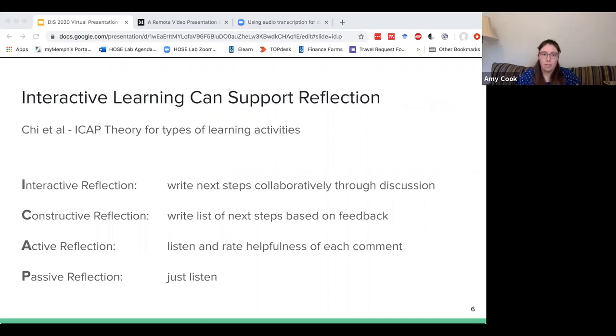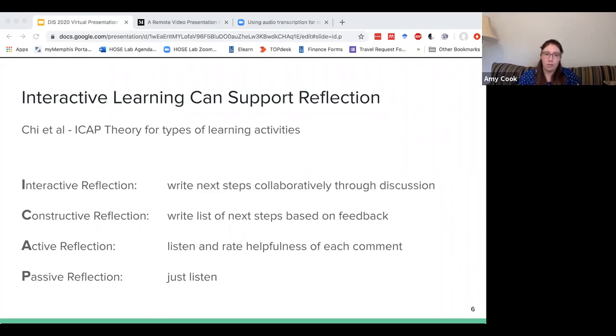So we decided to use the ICAP theory by Chi, which defines 4 types of learning activities to guide what kind of reflection support we would provide. According to the theory, there are 4 types of learning activities: interactive, constructive, active, and passive. And from best to worst, interactive is the most effective. An interactive activity requires that students create new knowledge together while interacting with their peers. So interactive reflection might be writing next steps collaboratively with your team as you discuss feedback.